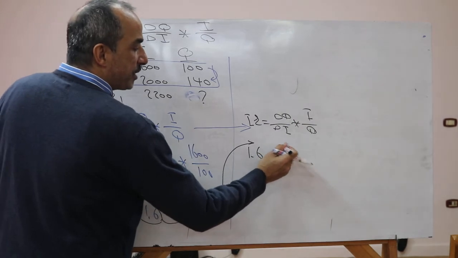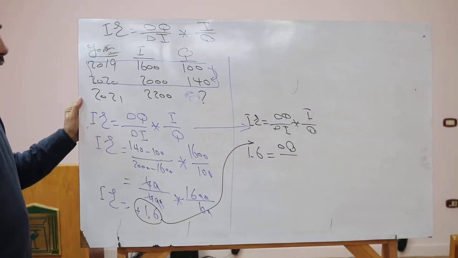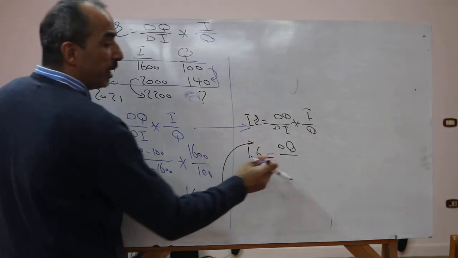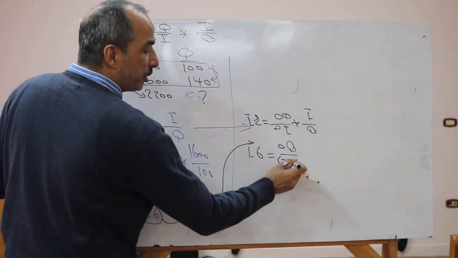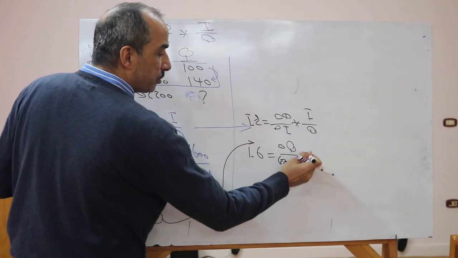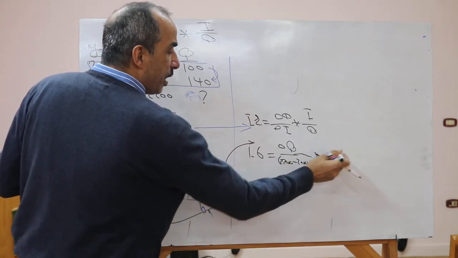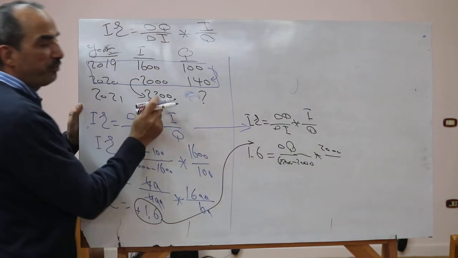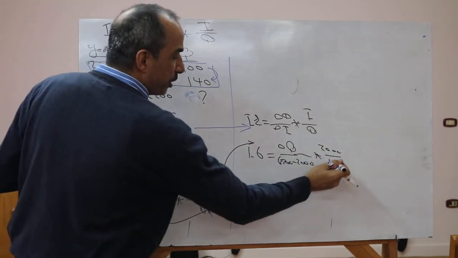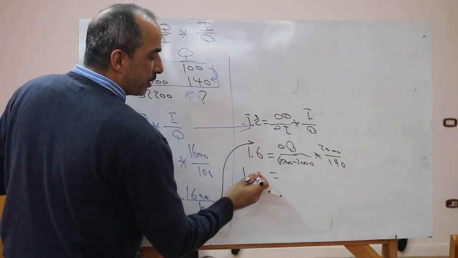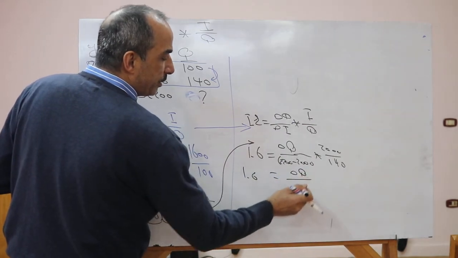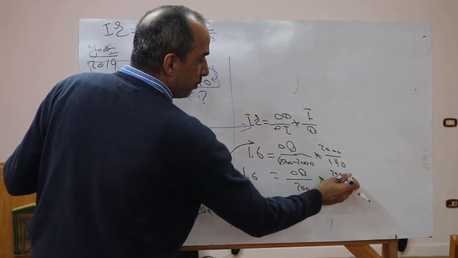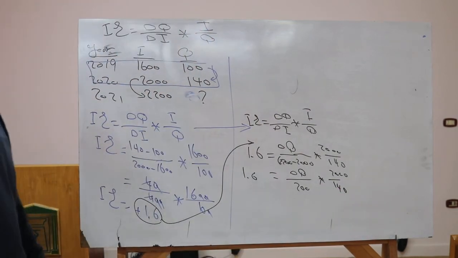This is meaning change in quantity over change in income, the income from 2,000 to 2,200, so 2,200 minus 2,000, times income before change 2,000 over quantity before change 140. This meaning 1.6 equals change in quantity over 200 times 2,000 over 140.